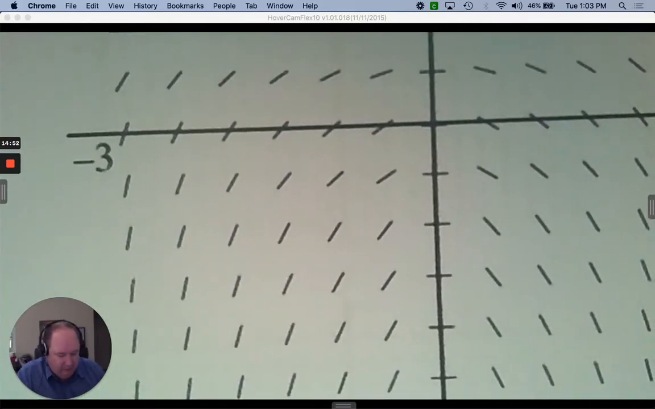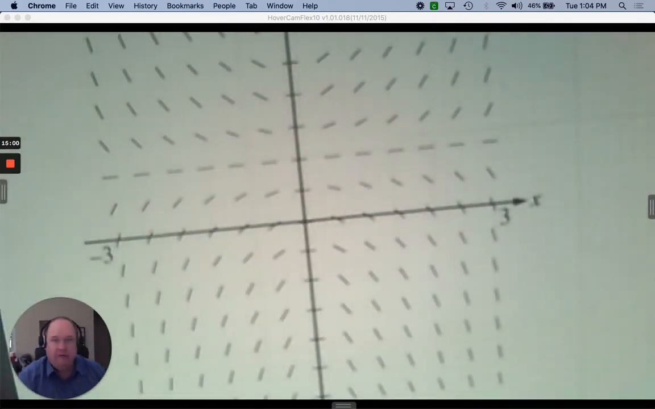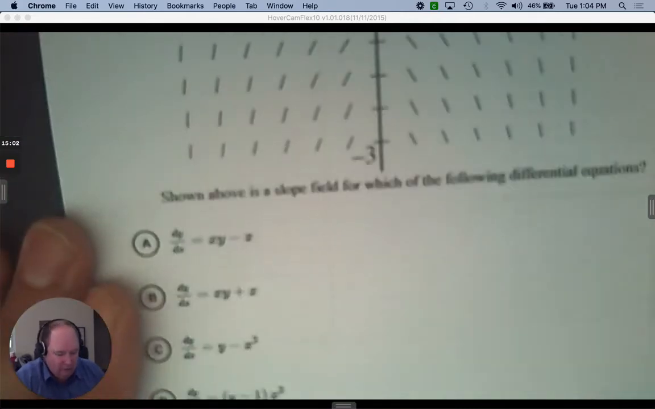In number 8, you have a slope field. And it says, shown above is a slope field for which of the following differential equations? So I'm going to expand this just a little bit so we can see it, even if it's a little blurry. And so which one of these could match this?